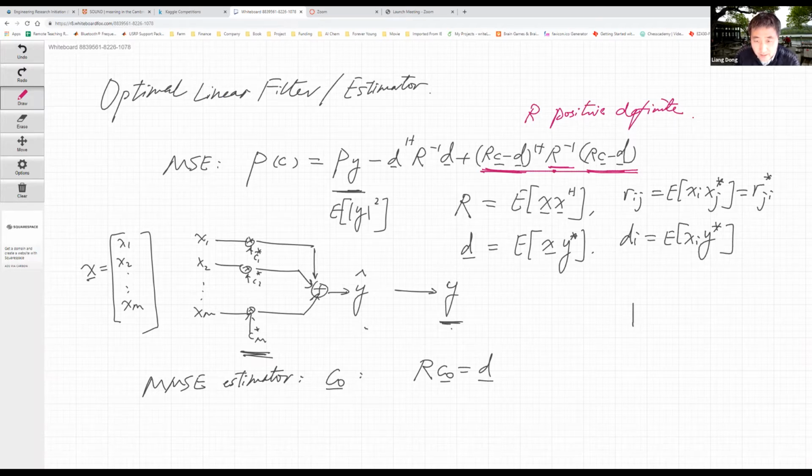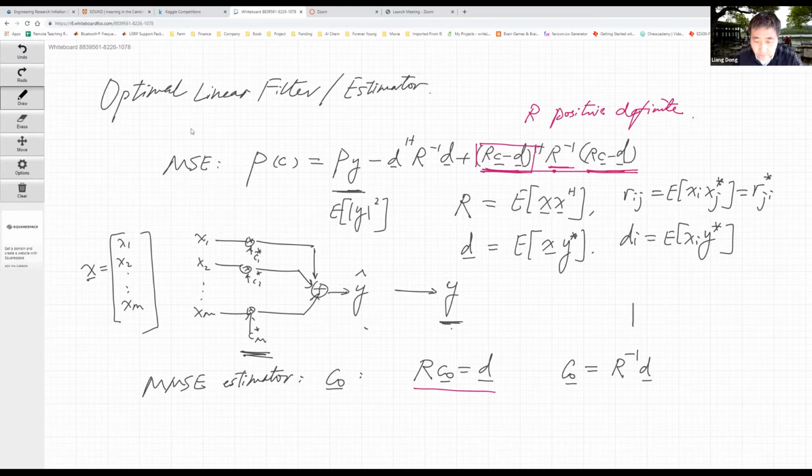So the minimum we have is when this part is a 0 vector. That's where we conclude that this is the best C I can have in order to have this term in red be 0, so I get the minimum mean square error. Okay, so that is the solution. We know that the best C is calculated as R inverse, the inverse of the autocorrelation matrix, times D, and that's a vector. That's the best we can have for the minimum mean square error estimator.